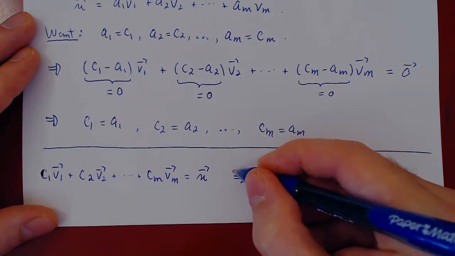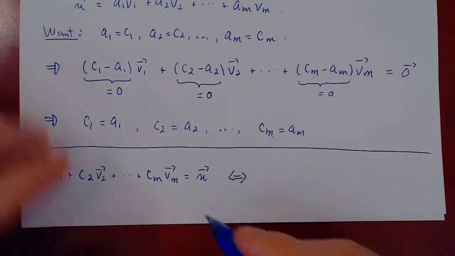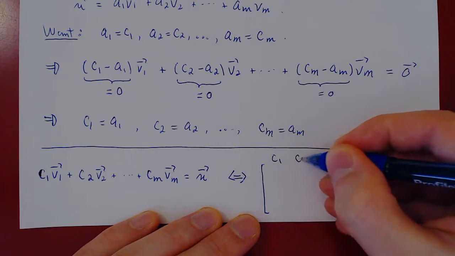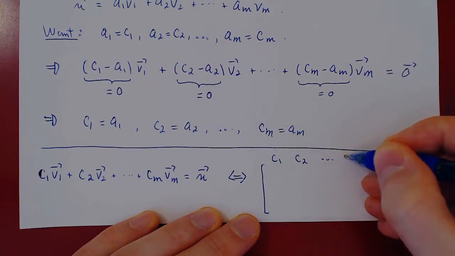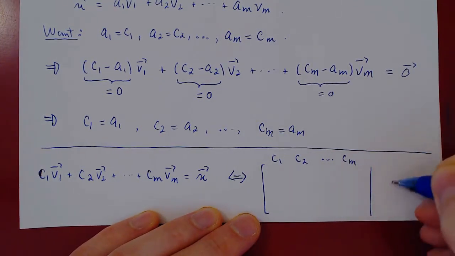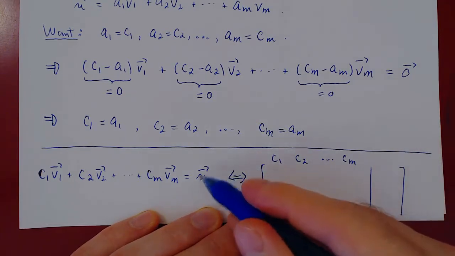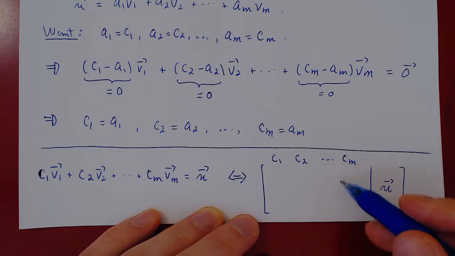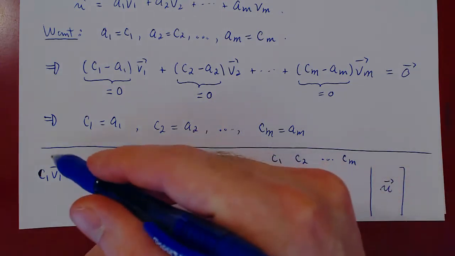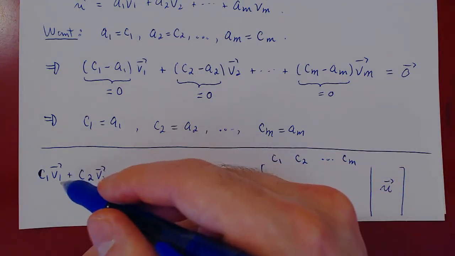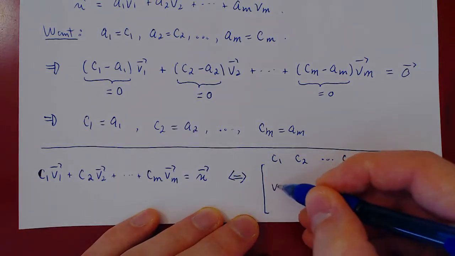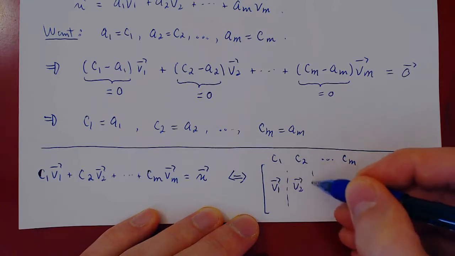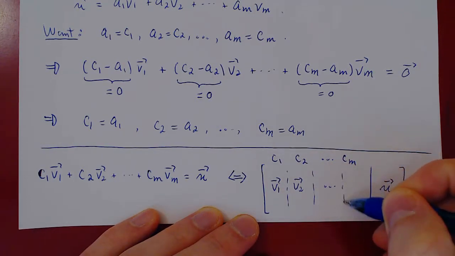Remember that this is equivalent to solving for the variables c1 through cm in the following linear system. The constant terms are the entries of vector u, and the matrix of coefficients is built from one column at a time, the ith column being the ith vector. This is column v1, column v2, up to column vm.